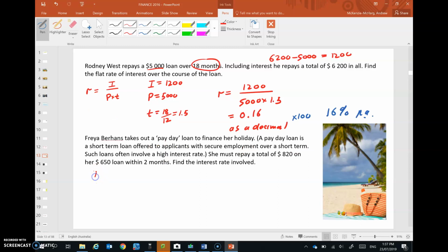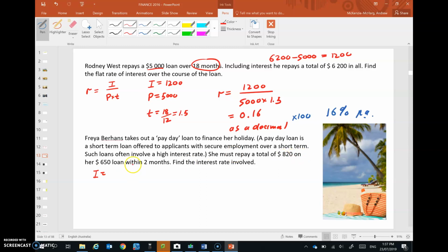Okay, so a payday loan. These usually mean big interest. So if you've ended up with a really big number for the interest, it's probably right. You've got to be really careful of these payday loans because this type of interest rate is not unusual and you can end up paying a huge amount of interest back.